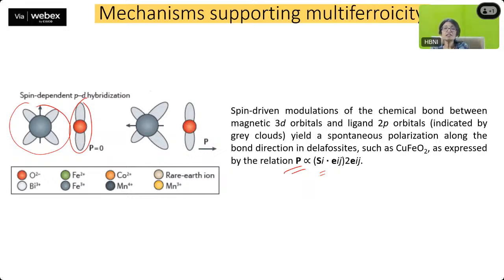So these are the different mechanisms which support multiferroism. In case of type 1, you saw 3 different kinds of mechanism. In case of the spin-driven mechanism, or type 2 also, there are 3 different mechanisms. But obviously, all of them don't look promising enough for practical applications.